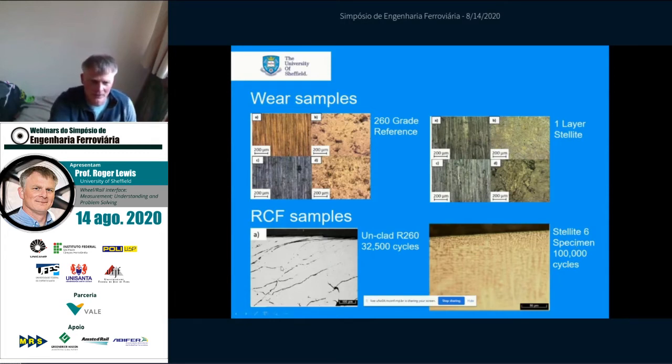You can see the 260 grade sample here in our test where we run some dry cycles, maybe 500, and then we start applying water to try and accelerate the crack growth. So after about 30,000 cycles, we're getting significant cracking within the 260 grade rail. Within the clad layers, we're struggling to find even any evidence that there's been deformation in the surface by that point, let alone cracks. So this is looking very promising.